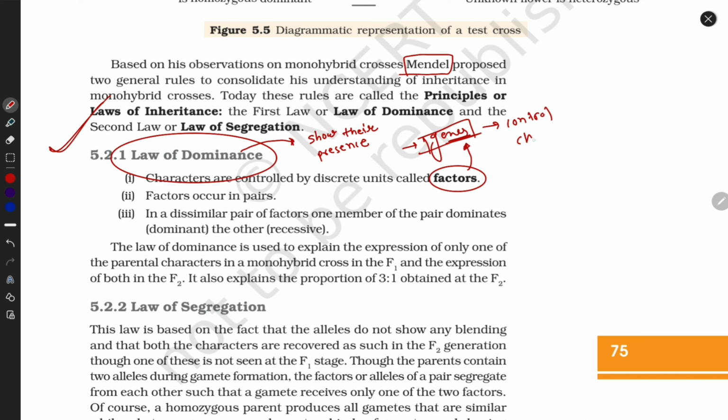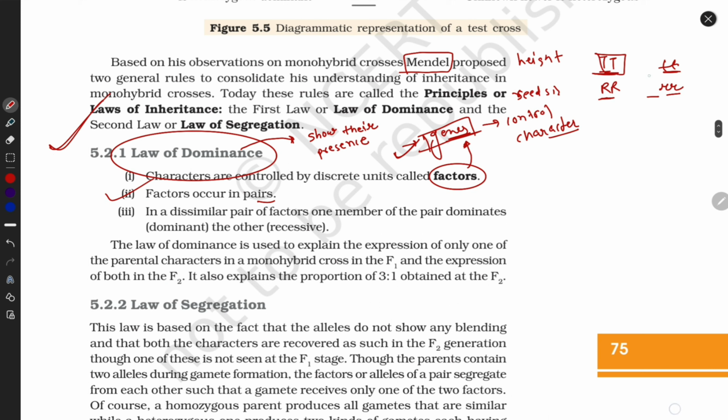They control particular characters. Like, if we take the height character, some genes control tall and some genes control dwarf. If we take seed size, some genes control rounded seed size and some genes control wrinkled seed size. So what controls these characters: tall, dwarf, round, wrinkled, white, purple? Guys, genes. Factors are in pairs. Look here, pairs.